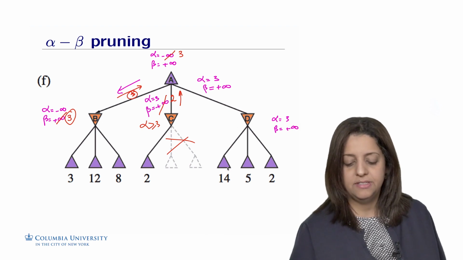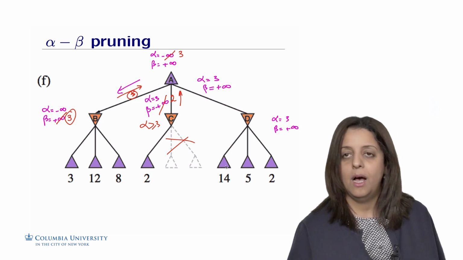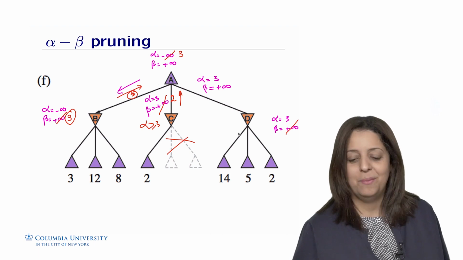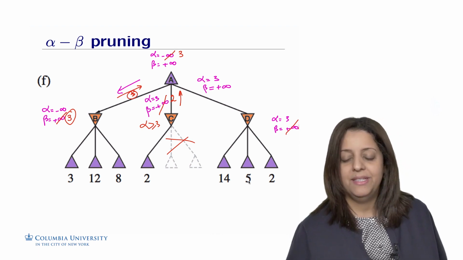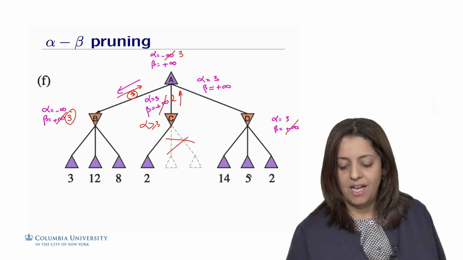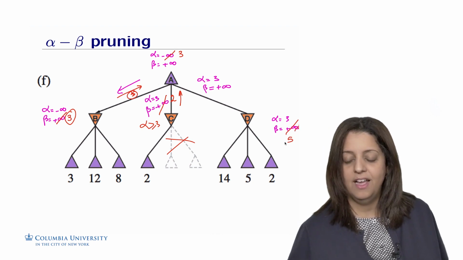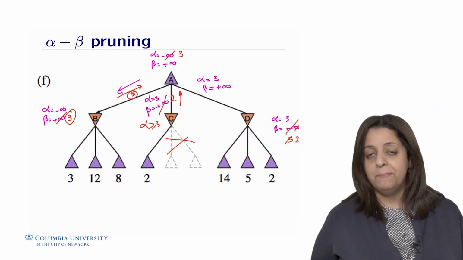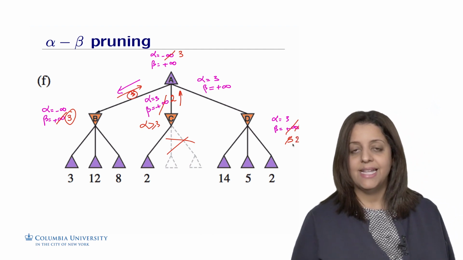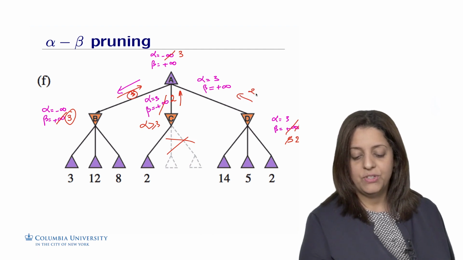So when we explore the 14, the min will update its beta. It's going to be 14. Afterwards, the next child is 5, so it's going to change the 14 to 5. And finally, change the 5 to 2. So min will update its beta to 2 and send the value back, which is 2.